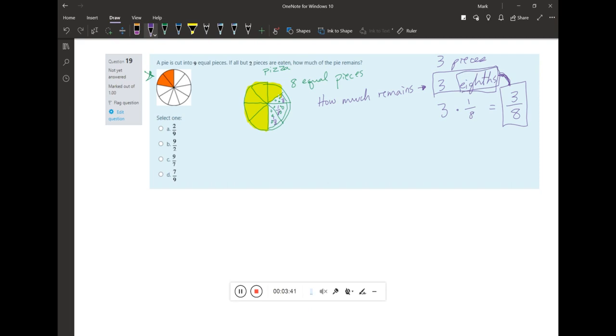The other part of the question could be how much was eaten. And we don't need to get into who ate it or why they ate it or anything like that, because it's irrelevant here. But if we look at this, there's 1, 2, 3, 4, 5 pieces. Well, what do we call those pieces? There were 8 pieces, so we could just say there was 5 out of 8 pieces.